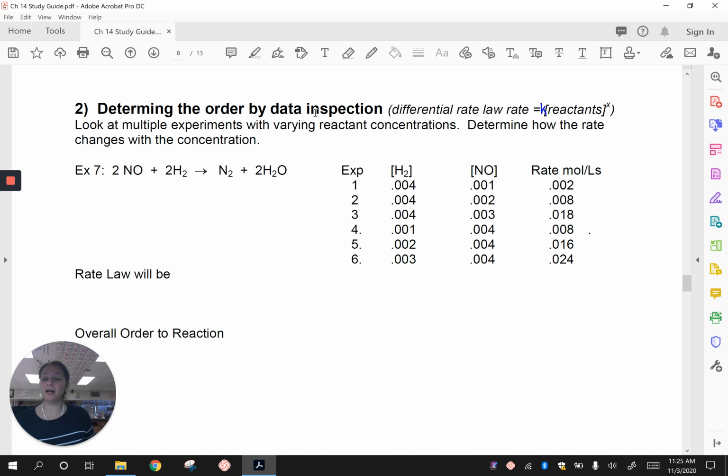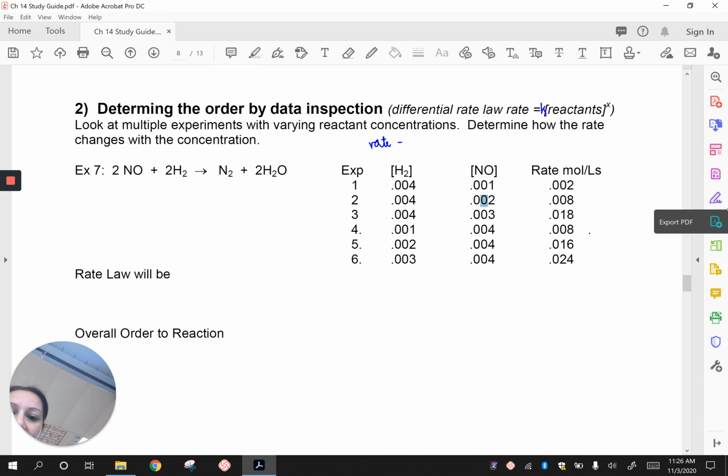So what you do is you carry out your same experiment several times, and you vary the concentration of your reactants, time the experiment, and look at your rates and see how the rates change based on the changes in the concentration. So let's look at this experiment here. We have 2NO plus 2H2 yields N2 plus 2H2O. We want to determine what the rate law is.